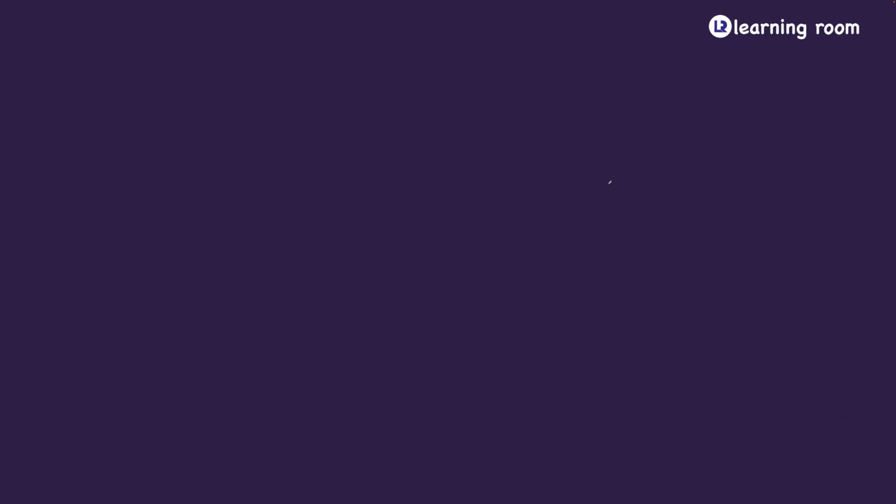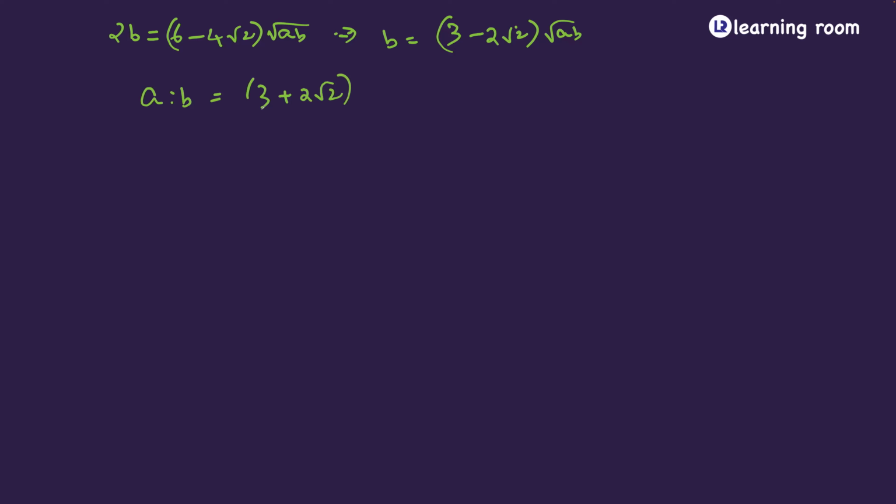So on solving those two equations, we get 2B is equal to 6 minus 4 root 2 times root of AB, which implies B is equal to 3 minus 2 root 2 times root AB. So when I consider A is to B, that is the ratio of these numbers, I'll get 3 plus 2 root 2 times root AB is to 3 minus 2 root 2 times root AB. Cancel these two and that will be the answer. Got it?